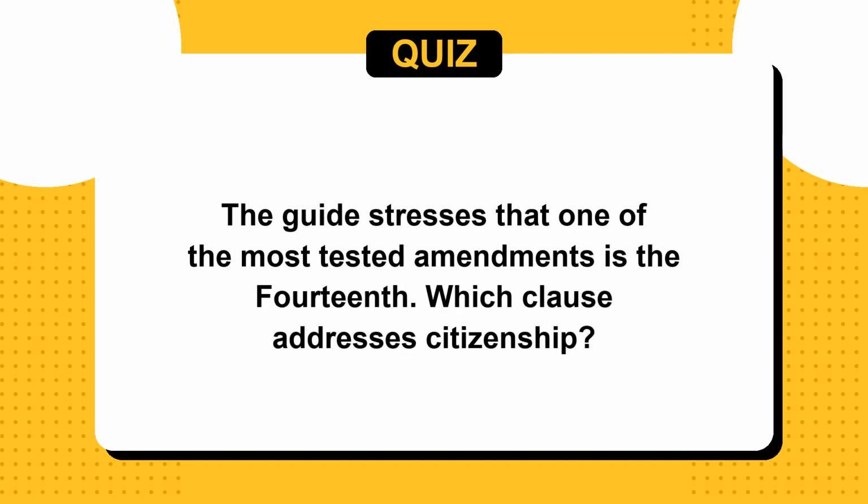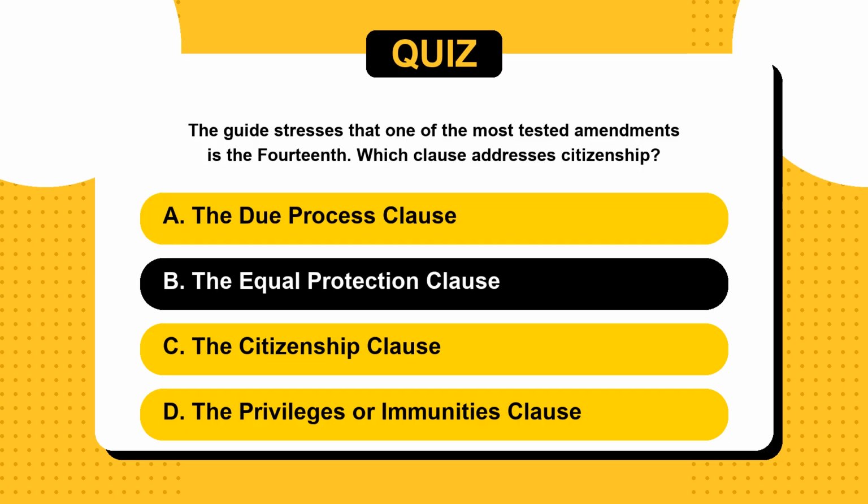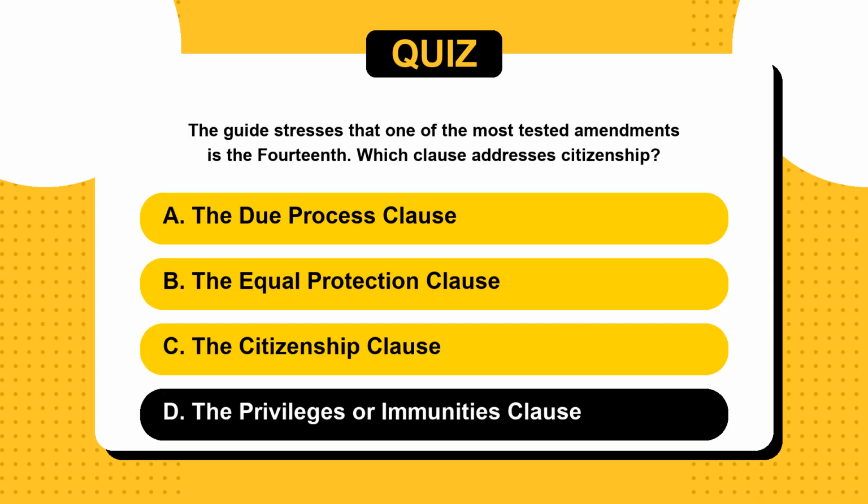The guide stresses that one of the most tested amendments is the 14th. Which clause addresses citizenship? Is it A, the Due Process Clause? Or B, the Equal Protection Clause? C, the Citizenship Clause? Or D, the Privileges or Immunities Clause?